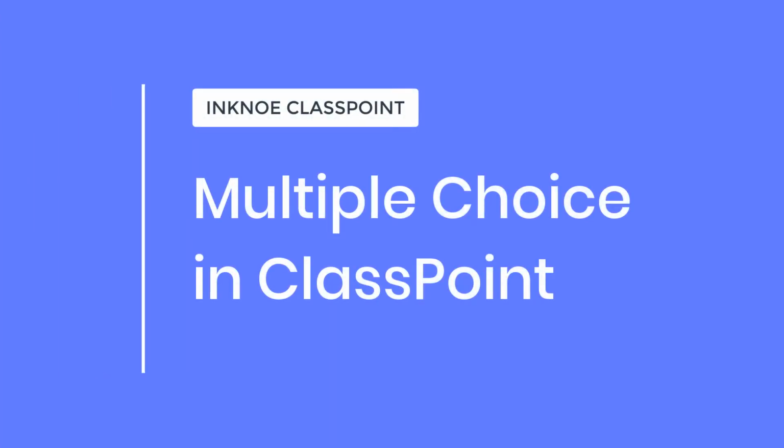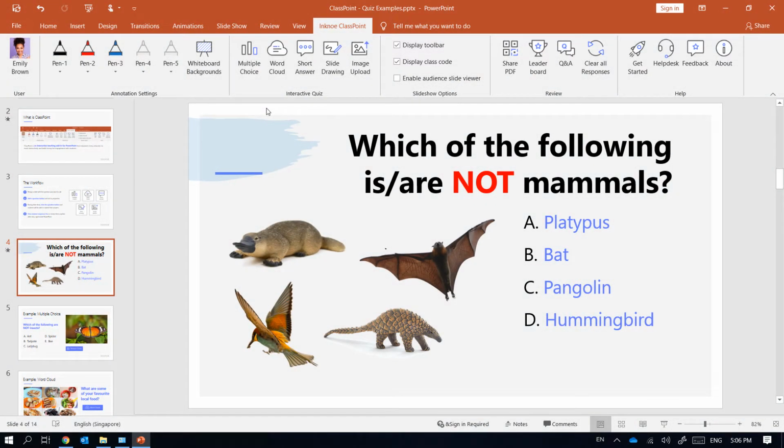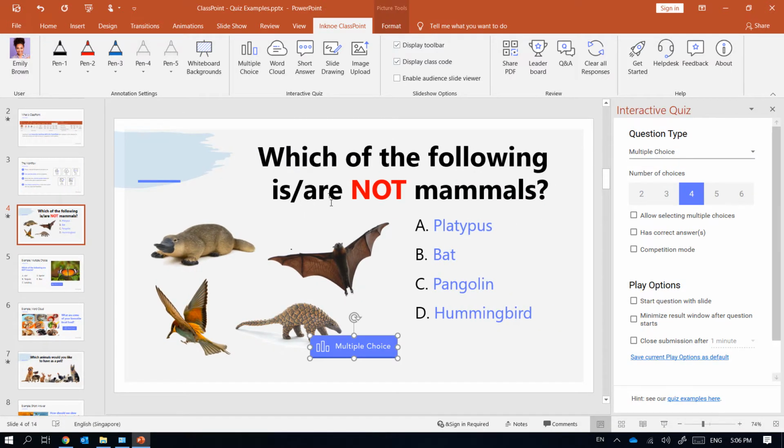In this video, I will show you how to turn your PowerPoint slide into an interactive multiple choice question using ClassPoint. In this example, I have a question slide where I want to test my students' knowledge about mammals. To turn this slide into an interactive multiple choice question, I can click the multiple choice icon from the ClassPoint ribbon, which then places a button on the slide. You can move and resize it as needed.